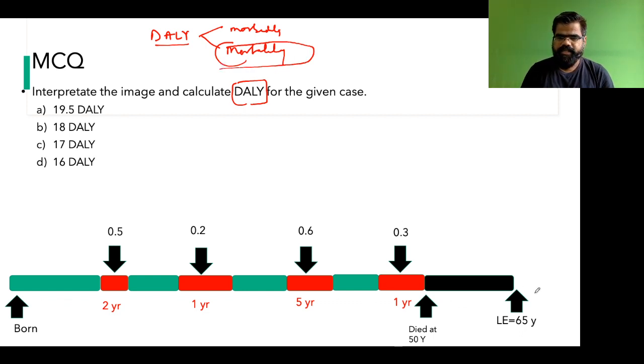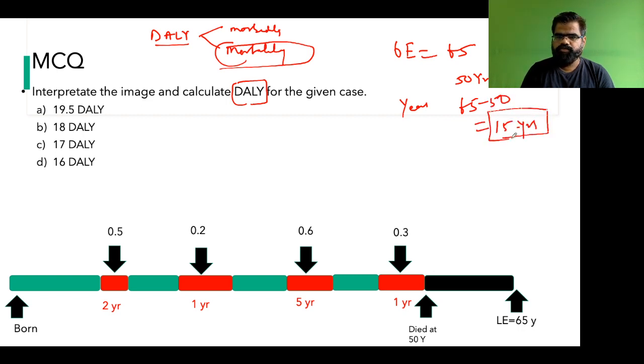The image says the person's life expectancy was 65. The person died at 50 years, a premature death. So how many years of life has this person lost due to premature mortality? What will you do? 65 minus 50. So you will say 15 years. So this person lost 15 years.